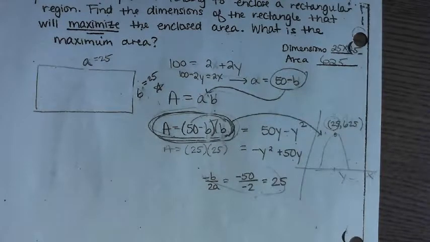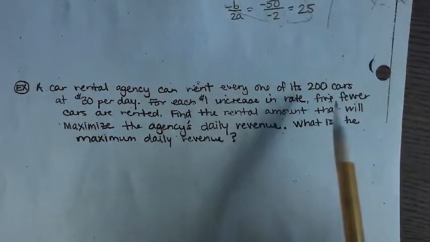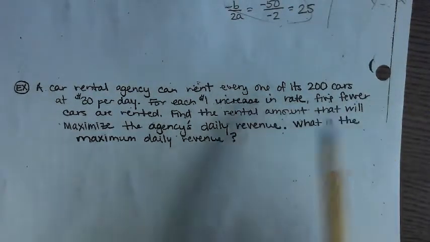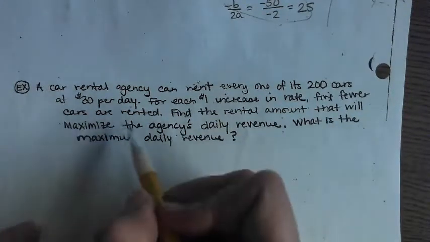Anything else on that one? Okay, and here's one of our other types. Car rental agency rents every one of its 200 cars at $30 per day. For each $1 increase, five fewer cars are rented. Find the rental amount that will maximize the revenue.